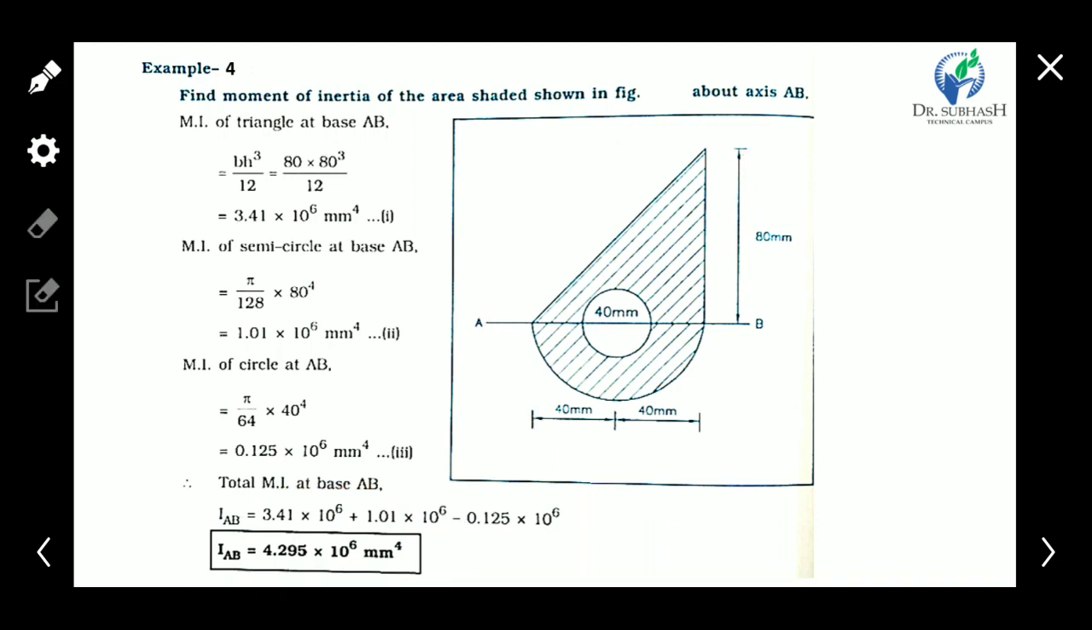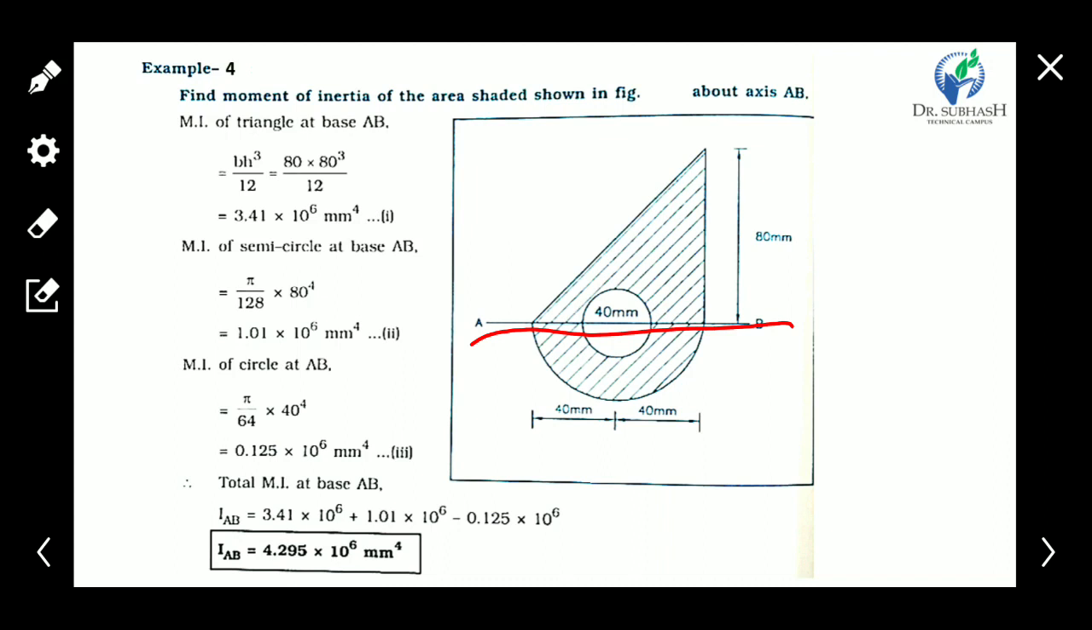Here the sum became easy because we had to find the moment of inertia about the AB axis, and the AB axis is at the base of the shapes and at the CG. So we could directly get the moment of inertia with the help of the equations. So the sum becomes short and easy.